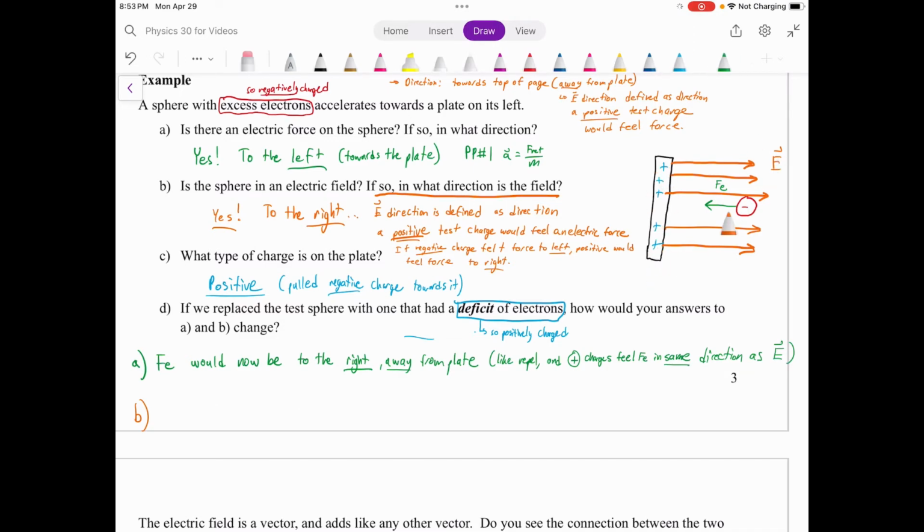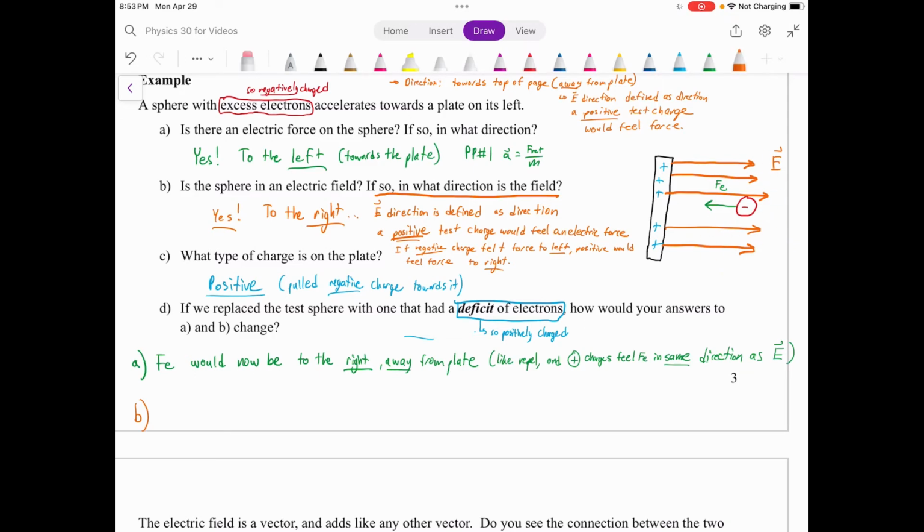No, right? This electric field that we've drawn here is created by this plate. It belongs to this plate, so to speak. It doesn't care what's over here, right? If we put a negative in, that negative will feel a force in the opposite direction as the electric field. If we put a positive in here, the positive charge will feel a force in the same direction as the electric field. But the electric field is still in the same direction.